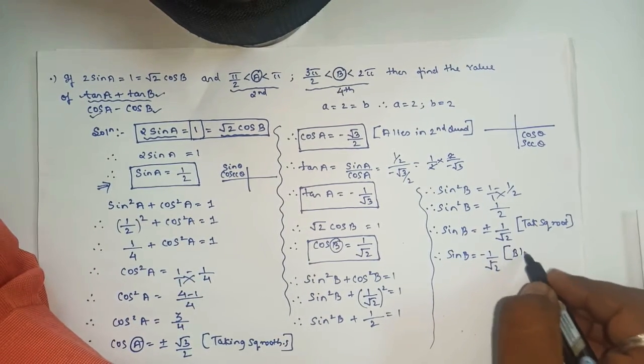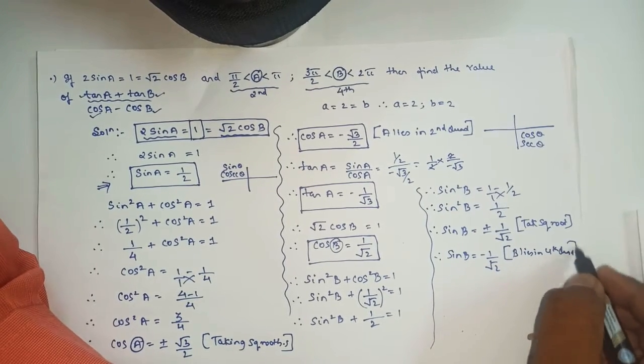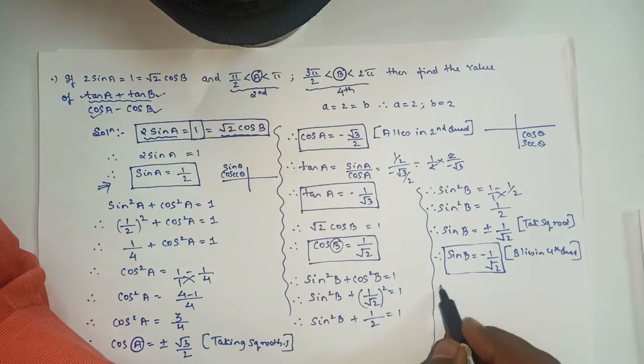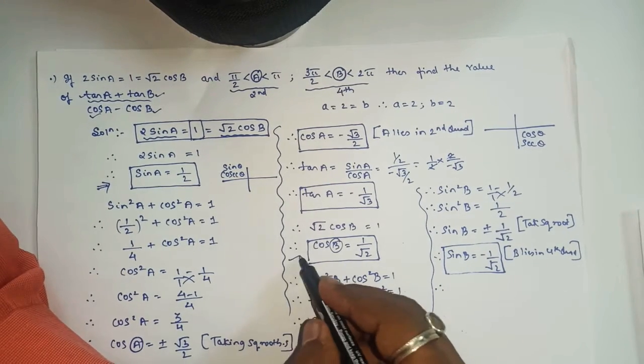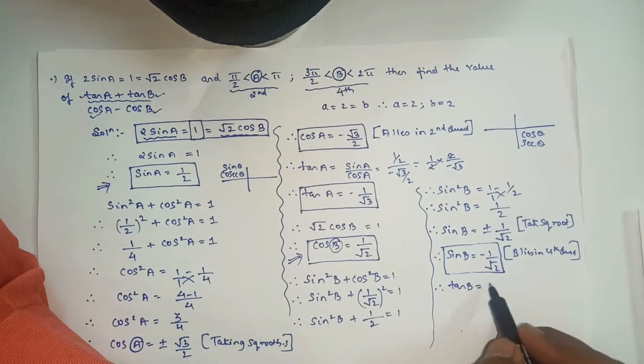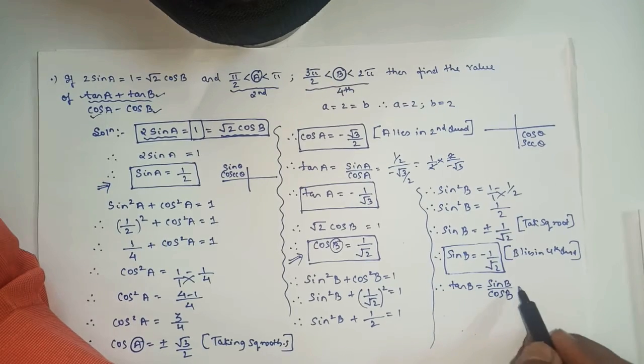As B lies in the fourth quadrant, yes or no? So here we got the value of sine also. Now we have sine as well as cos, so easily we can find tan B: sin B upon cos B. Yes or no?